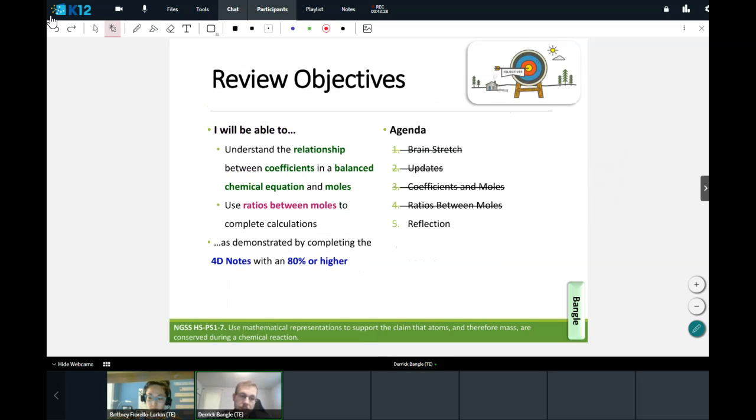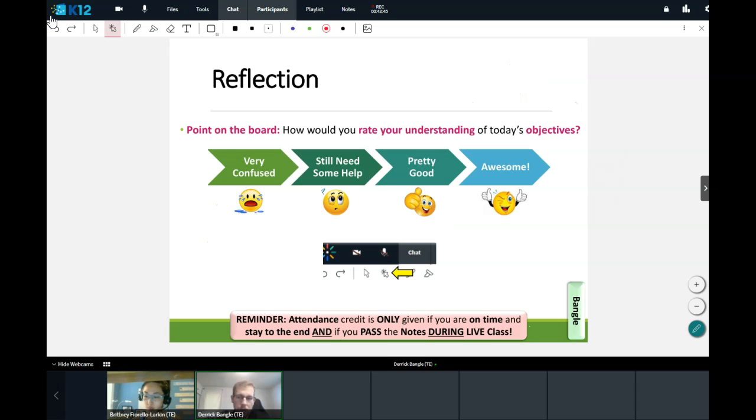We connected that back to moles, and then we used that relationship to look at the ratios between moles to complete calculations involving how many moles of something we should get out or how many we would need in a particular chemical equation. So good job with that, everyone. If you'd like to, just take some time right now and use your color pointers and show how you feel about today's lesson.